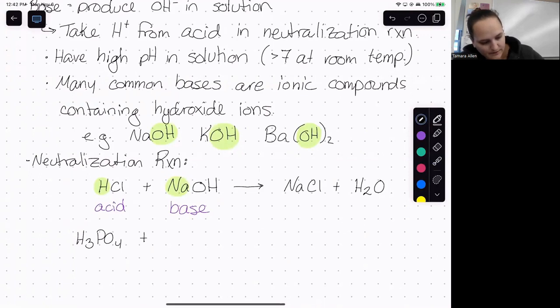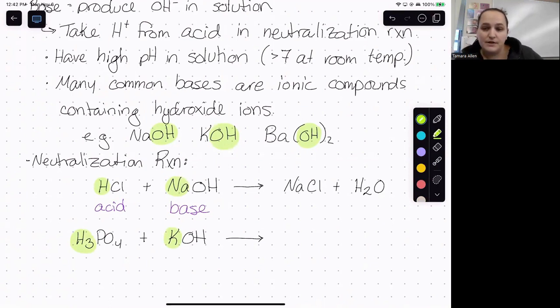Let's react phosphoric acid and let's do potassium hydroxide. So in this one, when our ions swap partners, we want to make sure that we are thinking about the charge on our ionic compound.